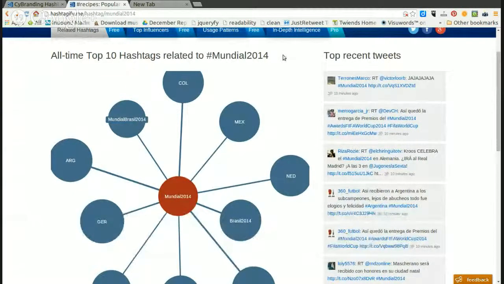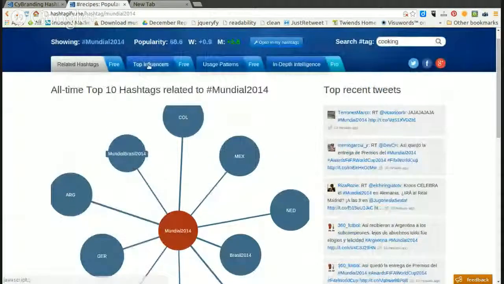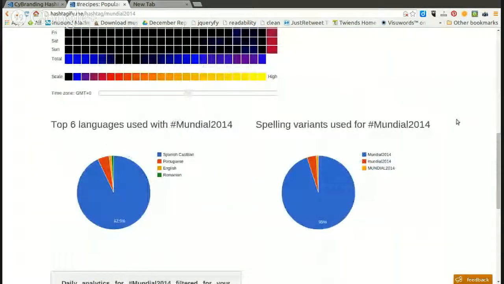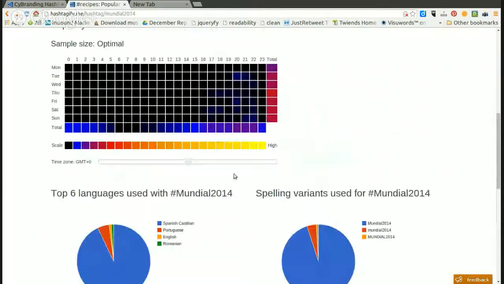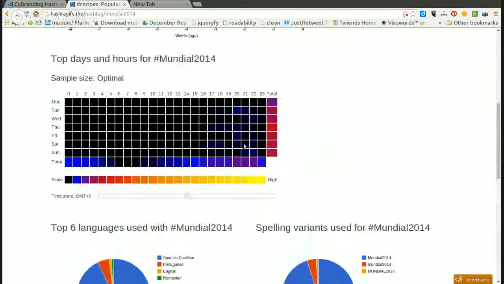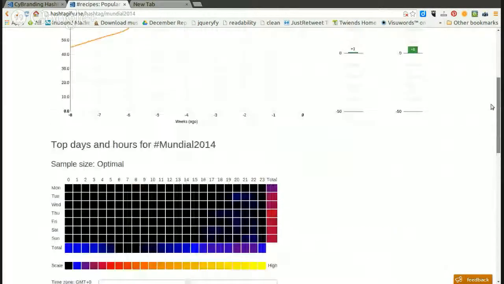There is also some other information. For example, you can see here the top languages used for this hashtag. For Mundial 2014, you would see that the top language is Spanish Castilian. So most likely, if you're interested in English-speaking people, you would not use that. And you can also see when it is used, the top days and timing in the week. I will not go into detail here.